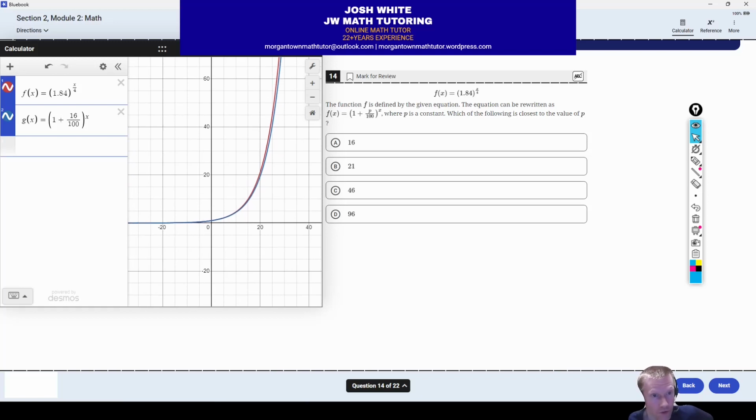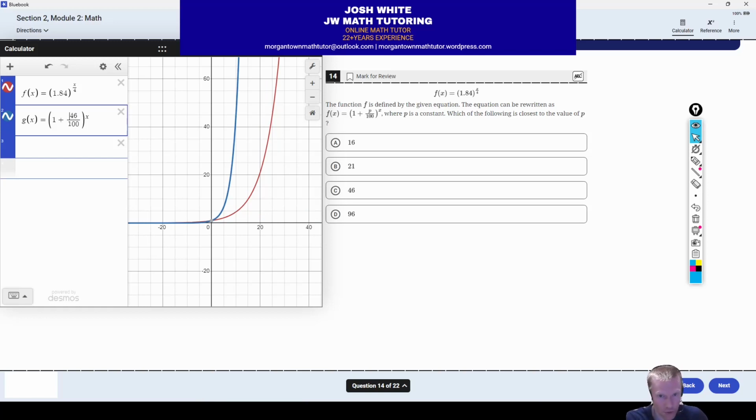So notice this first one is very, very close. It's not quite identical. It's pretty close over here on the left, but once you get past about 15 or so, they start to separate a little bit. But it also says closest, so it might not be exact. So let's check the other answers and see, do they get any closer? So if I change this to 21, notice it gets further away. What about 46? Nope, even further away.